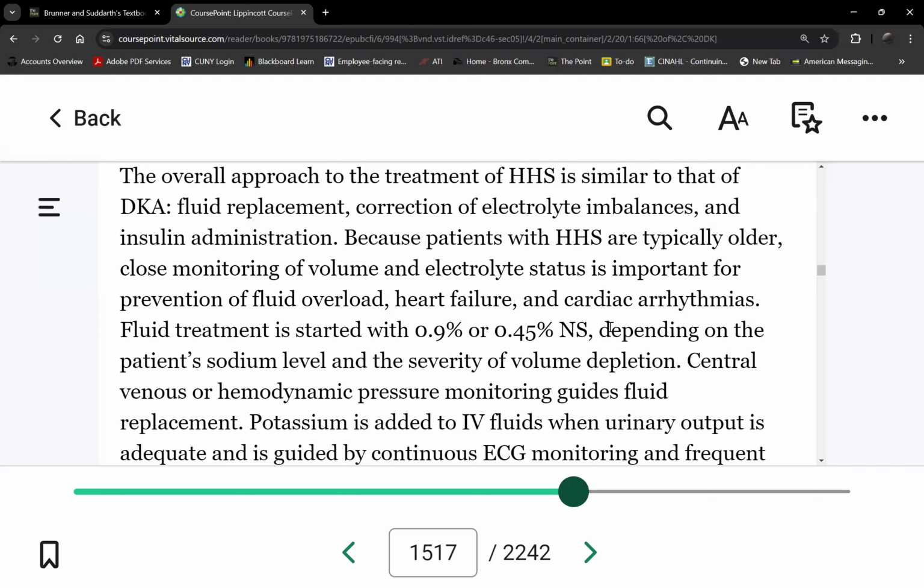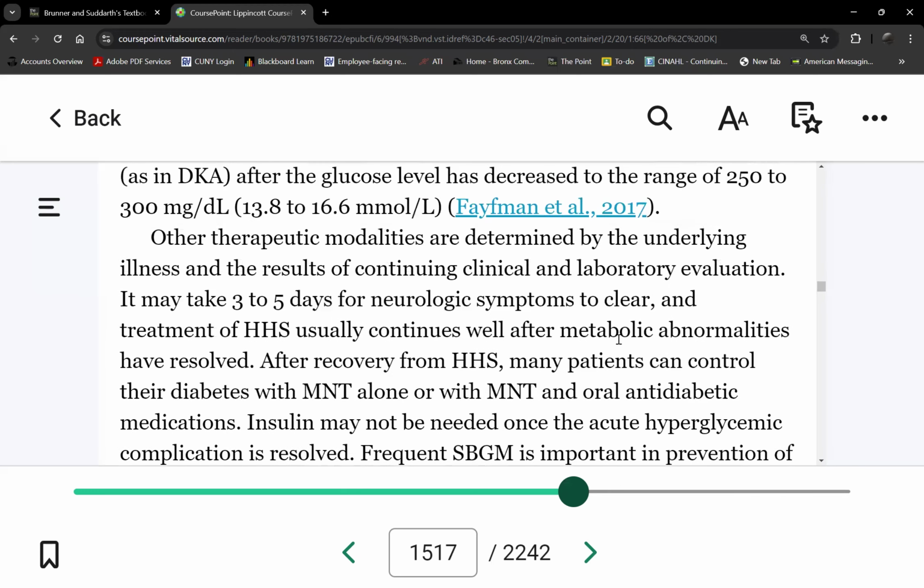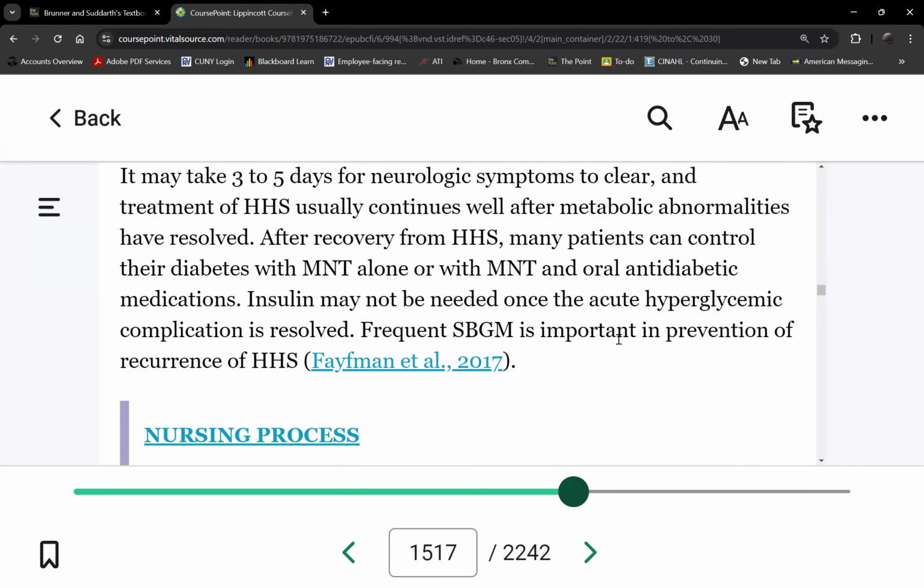Okay. However, DKA has acidosis, therefore it may require bicarbonate if the patient's pH level is severely low, 7 or less. Will these patients ever require bicarbonate? No, because there is no acidosis in HHS. And if you read the rest and then compare it with DKA, it's really the same.